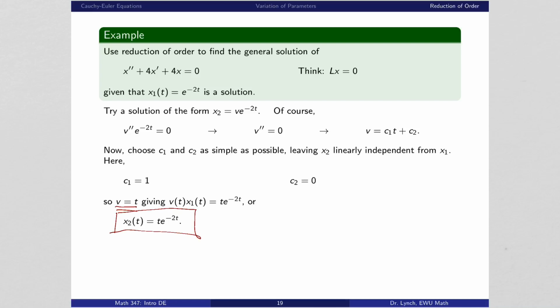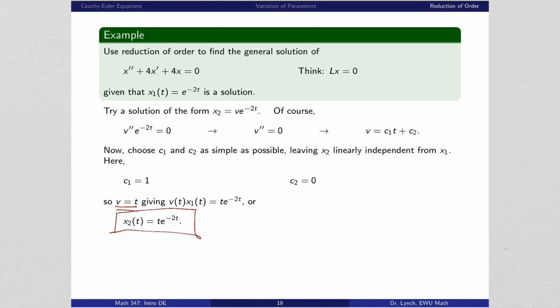the minus 2t. So I've been promising you this for a while, that we would be able to identify the second linearly independent solution in this case of a constant coefficient equation where the eigenvalues of that differential equation are repeated roots, and you can see here how we find it.